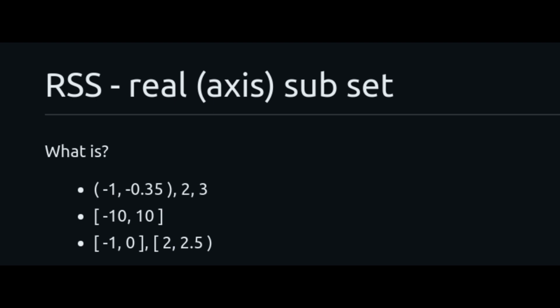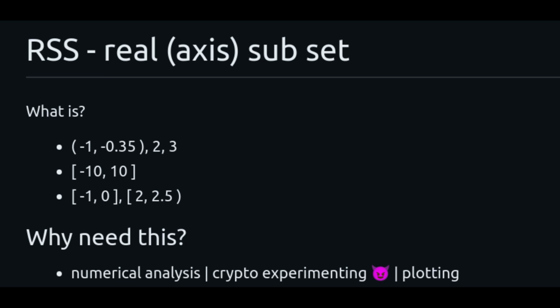If the interval includes the limiting dot, we call it a segment. If the interval does not include limiting dots, we call it an interval, and then there are half segments. So in this case, -1 to -0.35 is an interval, -10 to 10 is a segment. A half segment is 2 and 2.5, closed on 2 and open on 2.5, meaning it includes 2 but does not include 2.5. Now that we know this, a good question is why we need this class, this module.